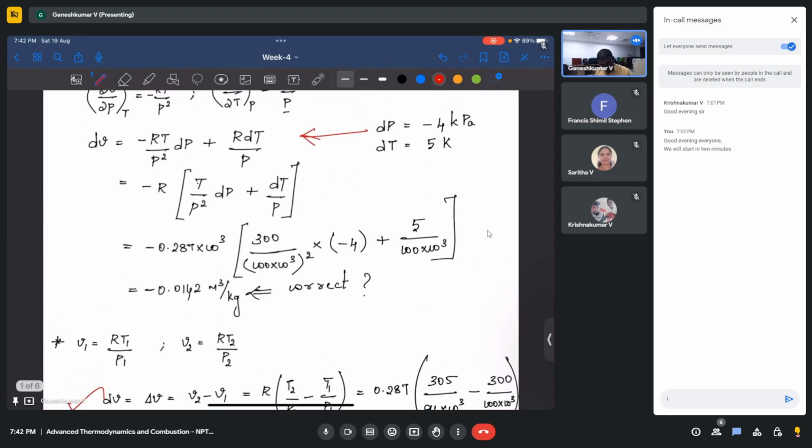So the only confusion is what this T and P should be, right? What is this T? What is this P? I used 100 kilopascal and 300 Kelvin. Should I use that or should I use something different?